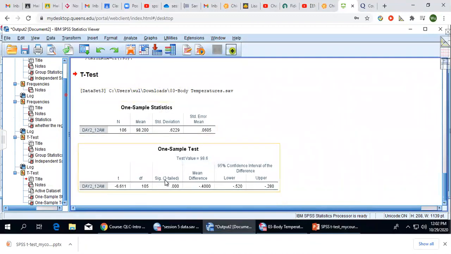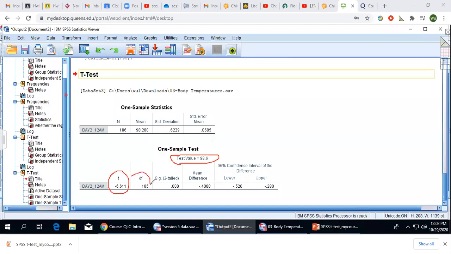Therefore, we'll be getting these two output tables. One gives you the sample statistics. For the temperature at day 2, 12 a.m., the mean is 98.2, sample size is 106, standard deviation is this given. And then the second table is one sample t-test. And be careful when you are doing this. You're going to make sure you have the test value specified over there, 98.6. And you'll be given the t test statistic with degrees of freedom, and this will be the p-value. These three items are the ones that you need to record.